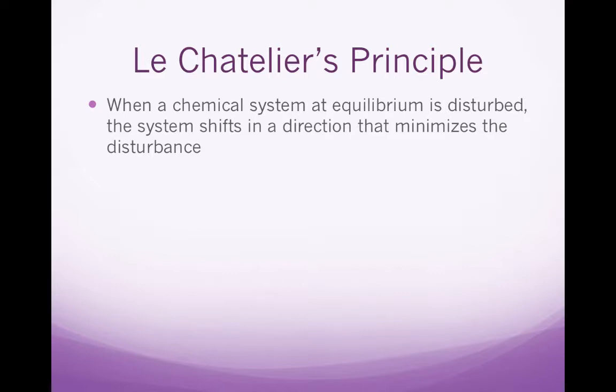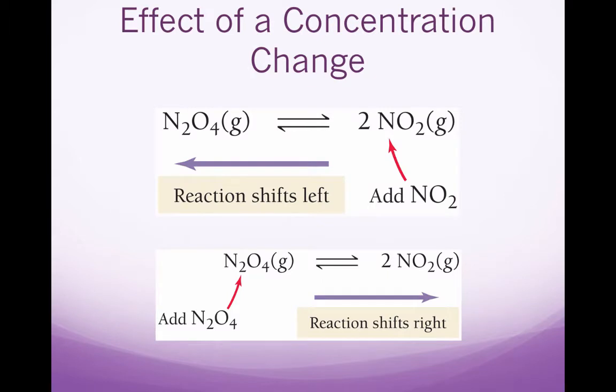Okay. So Le Chatelier's principle states that when a chemical system is at equilibrium and that equilibrium is disturbed, the system shifts in a direction that minimizes the disturbance. So reactions like to be at equilibrium, so if you mess with that, it's going to do whatever it needs to do to maintain or to go back to equilibrium.